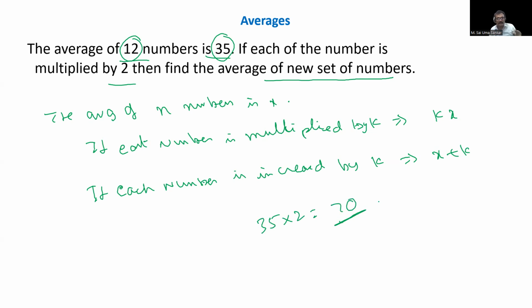No need to find the total and then multiply each and every number with 2, and again find the average. Nothing to worry. Here, total 12 numbers, leave it. And average is equal to 35. Each and every number is multiplied by 2. So what is the new average? Just multiply that average with 2, you will get the answer. So what is the answer? Answer is 70.